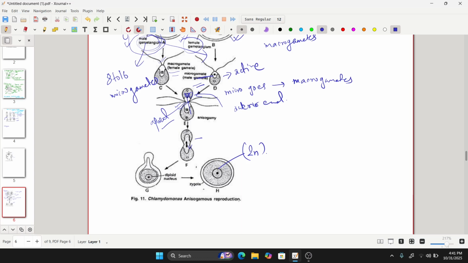After the fusion, and eventually after plasmogamy and karyogamy, a diploid zygote is formed. Later, the zygote secretes a thick wall around itself and forms a zygospore, which under favorable conditions germinates and forms a new thallus.